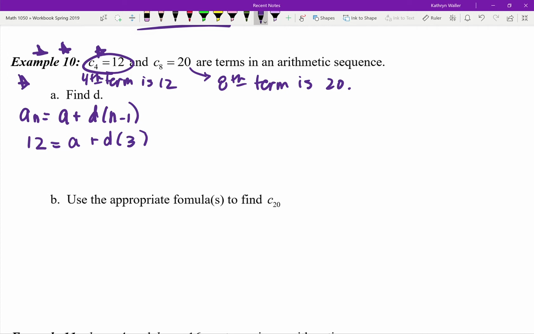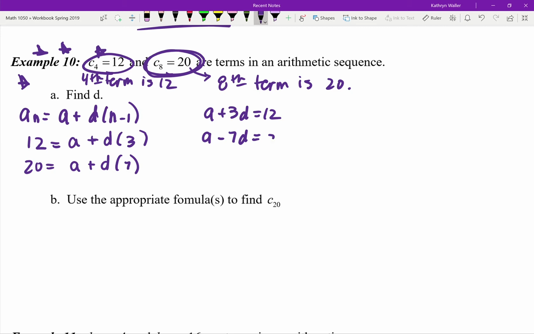Now I'm going to do the same thing again, but now I'm doing it for c sub 8. So I'm going to go 20 is equal to my first term, which is an a, plus the common difference, which I don't know, but I do know that n is 8. 8 minus 1 is 7. Okay, so now everybody write down a plus 3d equals 12, and a plus 7d is 20.